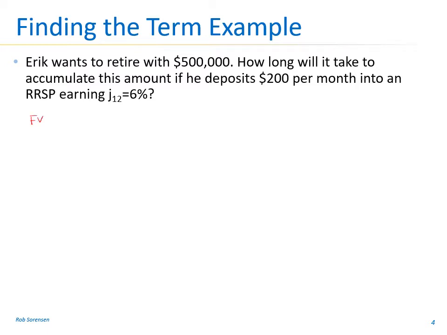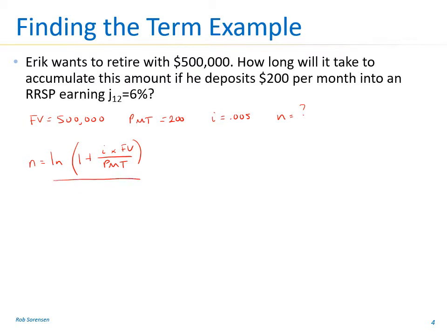He wants to have $500,000 in the future, so it's a future value amount. He's going to make deposits of $200 per month. The interest rate per month is 0.005. How long will it take until he has enough money, or until he's got his total saved? Since we're dealing with future value, it's going to be this version of the formula. On the numerator, we have the log of 1 plus I times future value over payment, divided by the log of 1 plus I.